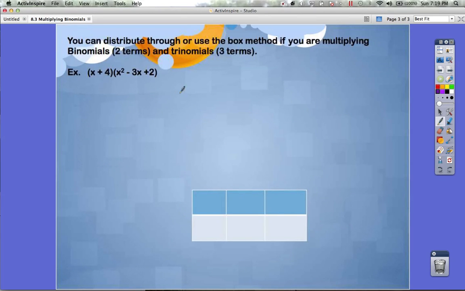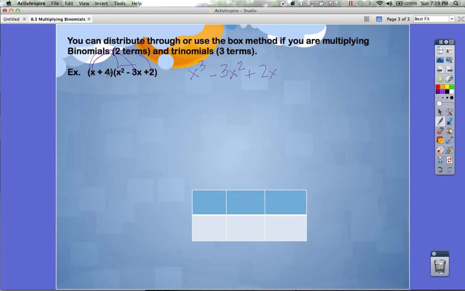Now, you can also do this when you're distributing a binomial and a trinomial. Anything you can do with either of these methods, you just have to distribute all the way through or make additional boxes for your problem. So this one, let's distribute the x times the x squared, which is going to be x to the third power, x times a negative 3x, which makes negative 3x squared, x times 2, 2x.